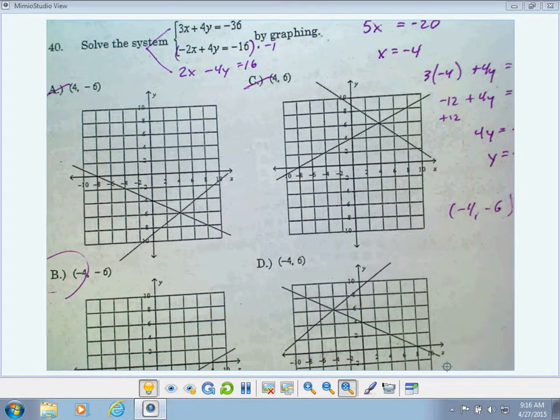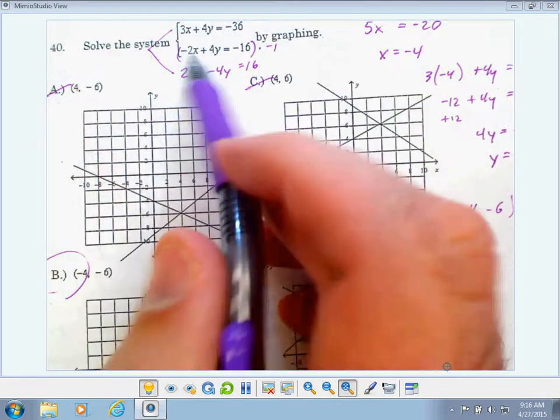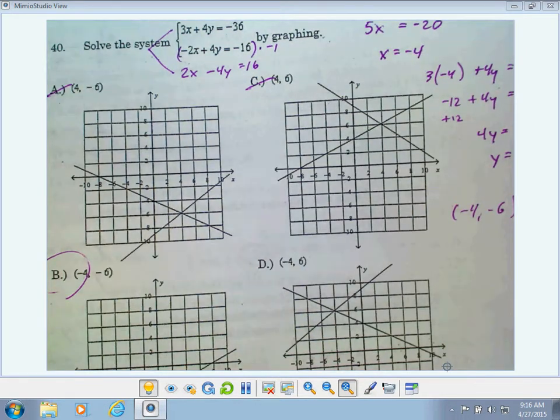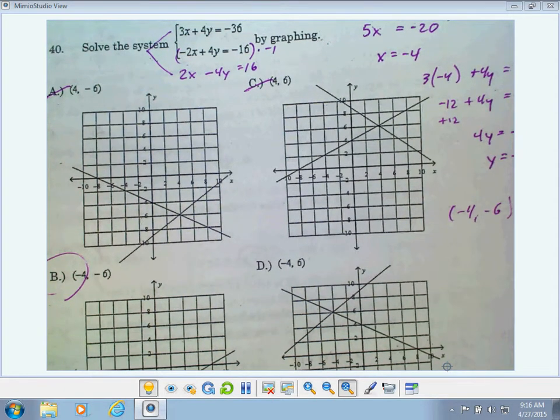So graphing it, I think when it's written like this, it's pretty hard to sit and graph. You'd have to rearrange it or something to figure out which one is x and y, or do the intercept method or whatever. But I think it's so much easier to do it algebraically.